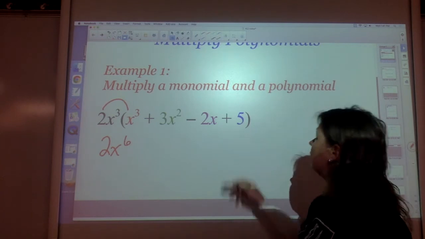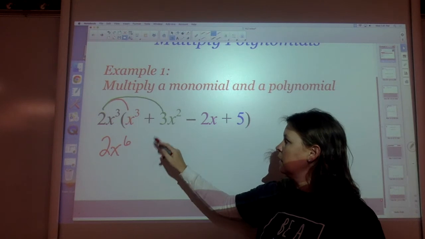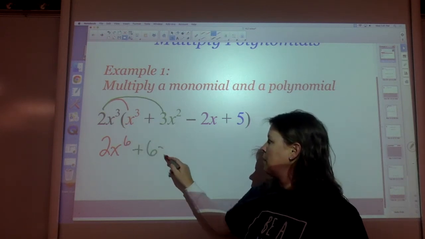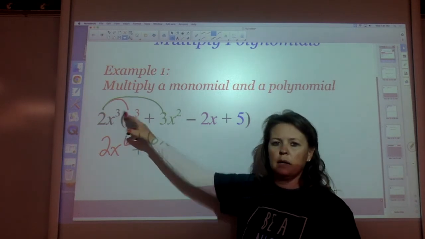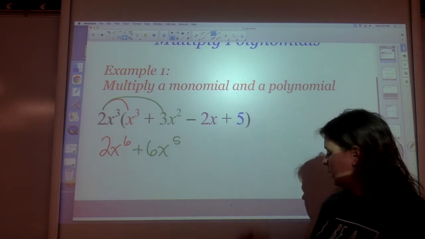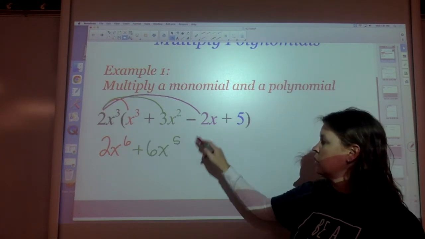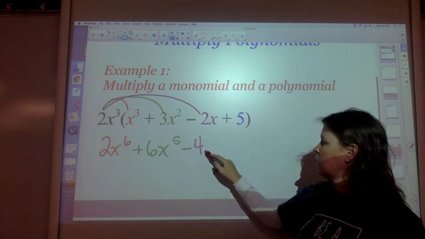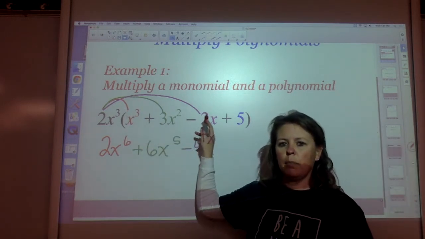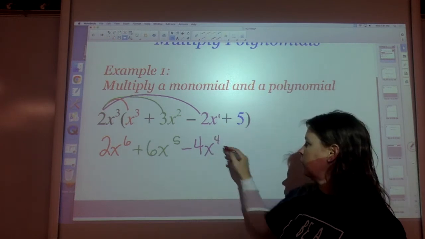Then we'll take the next one. I'll go green here. 2 times 3, it's a positive. So 2 times 3 is 6. Keep x as the base, and 3 plus 2 is 5. Continue on to the next. 2 times negative 2 is negative 4. Don't forget how many x's you have here. You have 3 plus 1 more right here that you can't see. 3 plus 1 is 4.